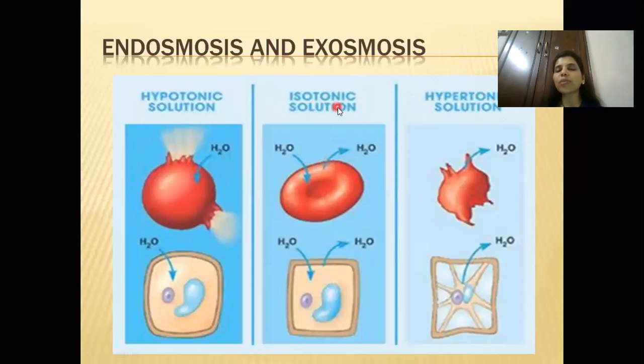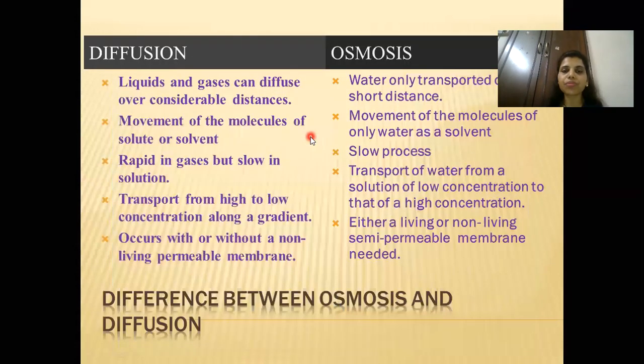And isotonic means the concentration of water inside the cell and outside the cell is the same. So that's why the cell will not change its shape when it is placed in isotonic solution. Children, I hope that it's clear here.